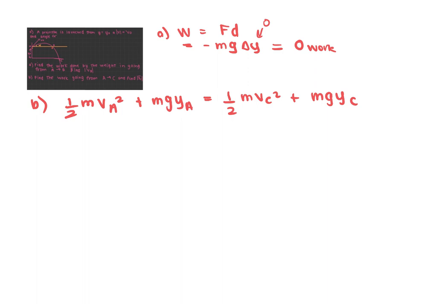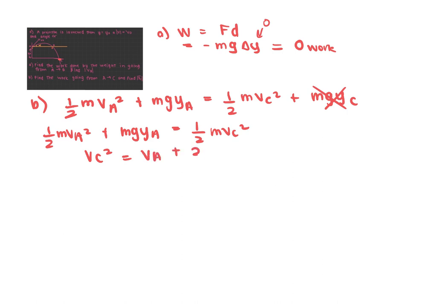Now, at this point, C is on the floor, so there is no potential energy, so it would basically be 1/2 the kinetic energy, potential energy, equals the kinetic energy of C. So here, we would be simplifying that, which would basically be that VC squared equals VA squared plus 2GYA.